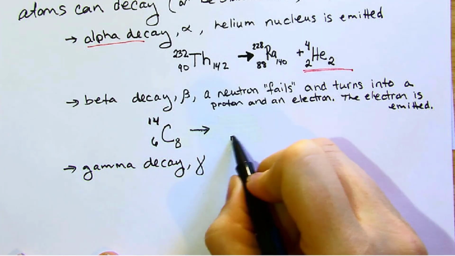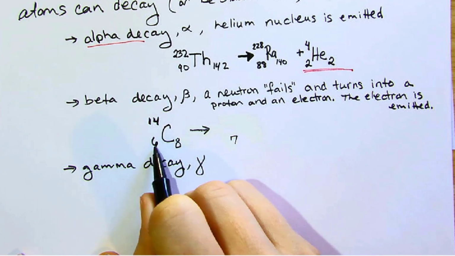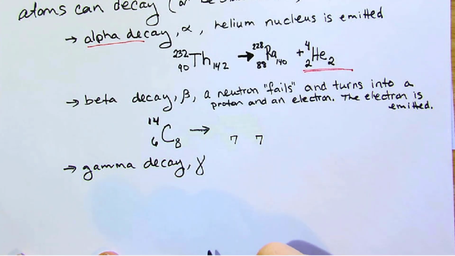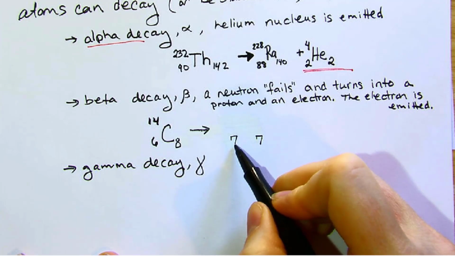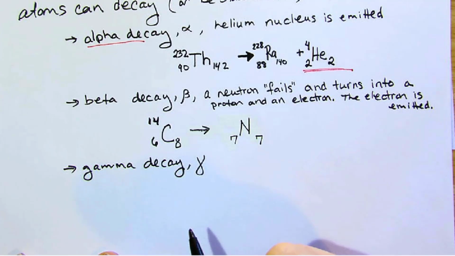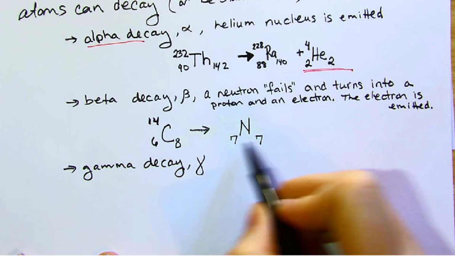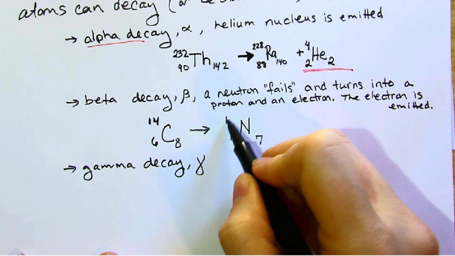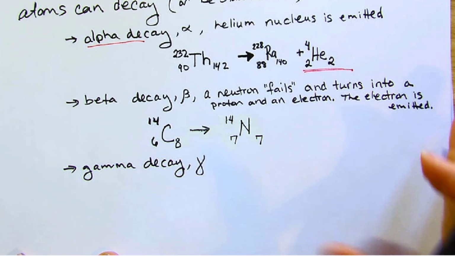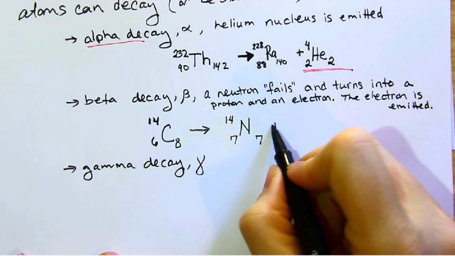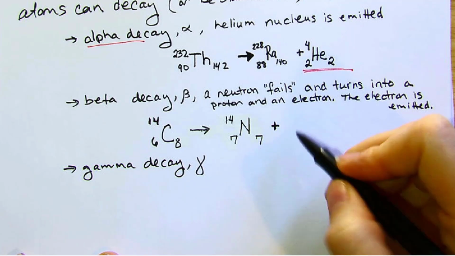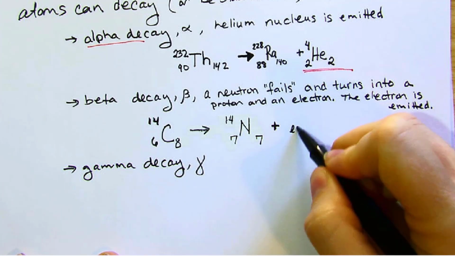So this will go to 7 protons and 7 neutrons. And now that we have 7 protons, we can't call it carbon anymore. We just have to call it nitrogen, which you can look up in a periodic table. And the total mass here in the nucleus is still 14. I mean, it is losing the mass of an electron, but it's so tiny we're ignoring it. And then we could also say, not only did it end up with this, but it also ended with an electron escaping.